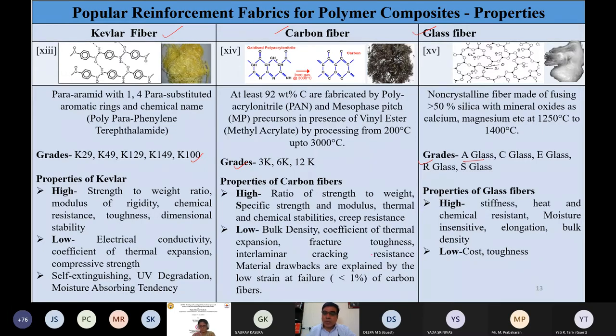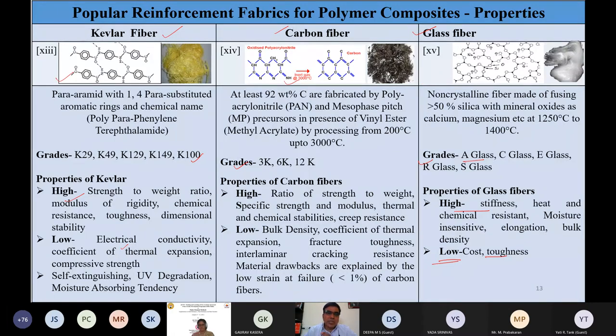What is good for that? Say, for example, glass is having low cost, and of course, toughness is low, but stiffness is high. Similarly, if you look at the carbon, high strength to weight ratio. Similarly, high strength to weight ratio for Kevlar also. And electrical conductivity is low in case of Kevlar, right? So these are the different properties. Of course, you can see the formulation here for glass and carbon and Kevlar fibers.